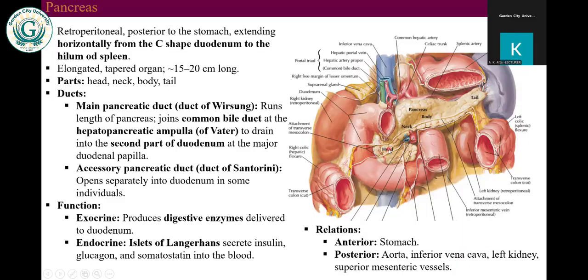So you realize that anything that affects the head of the pancreas, like cancer of the head of the pancreas, can affect the duodenum. It can also affect the stomach. It will definitely also affect bile flow, and also pancreatic juice, because the bile duct and the pancreatic duct actually join here.